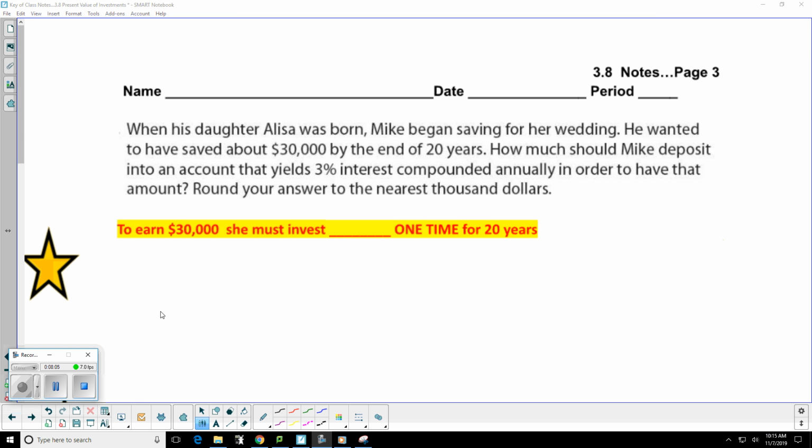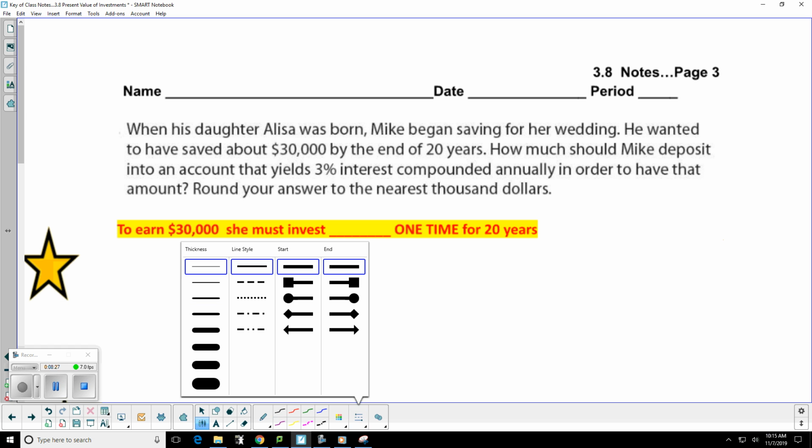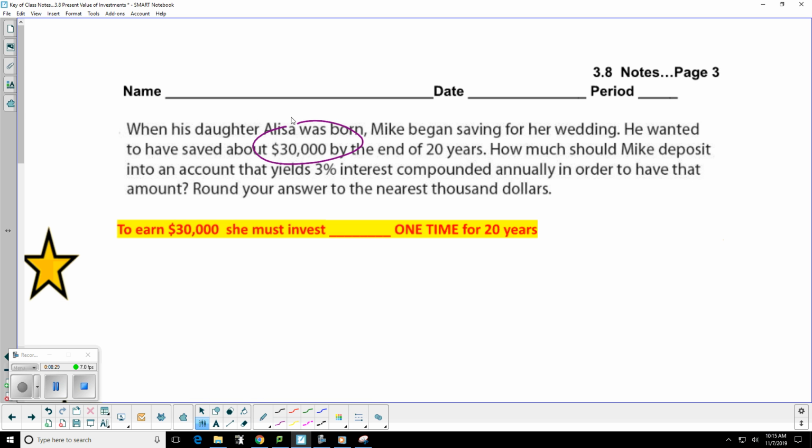All right, in our next example, we see that the daughter of Alyssa was born. When she was born, Mike, who I'm assuming is the husband, began saving for her wedding. They wanted to save up $30,000 for their daughter's wedding, and they had 20 years to work with.